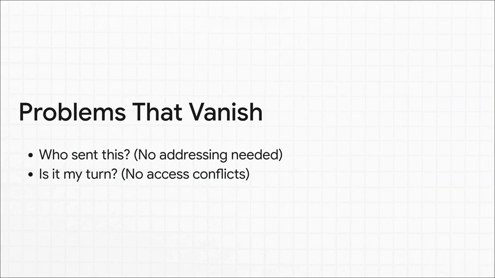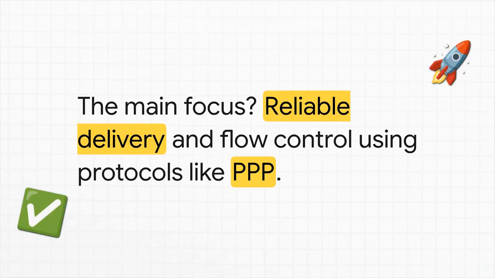And because of this simplicity, a whole host of really complex networking problems just vanish. They're gone. You don't need a special address because, hey, if you receive a message, you already know who sent it. And you don't really have to worry about whose turn it is to talk because it's just the two of you. So what this means is that instead of worrying about all that addressing and chaos, point-to-point networks get to focus on what really matters: reliable delivery. Making sure data gets across without errors and at just the right speed. That's the job of protocols like PPP.